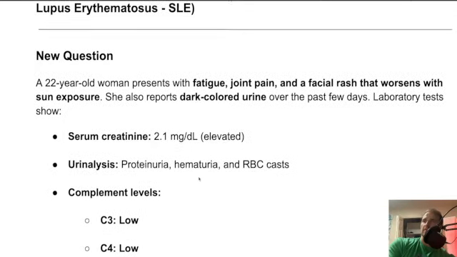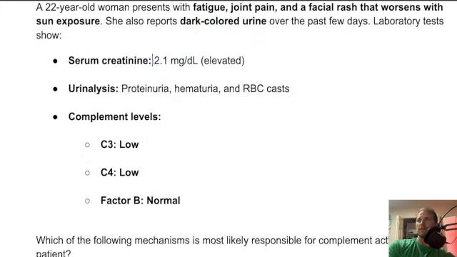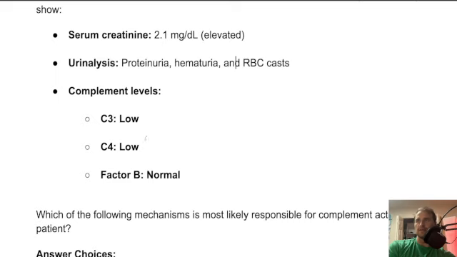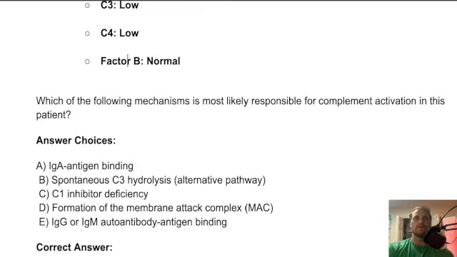Let's talk about lupus on Step 1. 22-year-old woman, fatigue, joint pain, facial rash worsening with sun exposure, dark-colored urine, and look at this. Oh my goodness, look at that creatinine. Urinalysis: proteinuria and blood. C3 is low, C4 is low, factor B is normal. Which mechanism is responsible? See if you can answer this question, and then we'll talk about it.